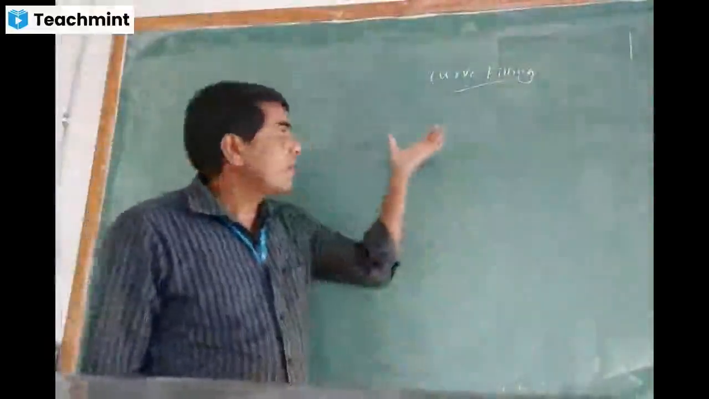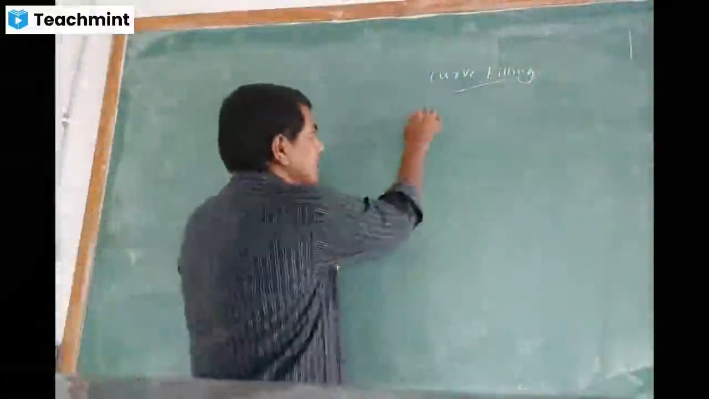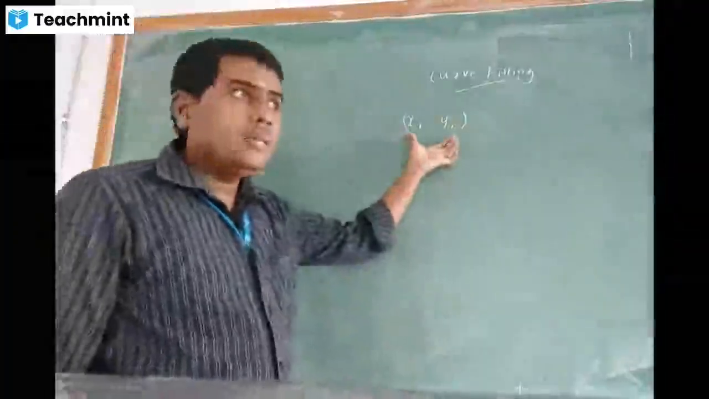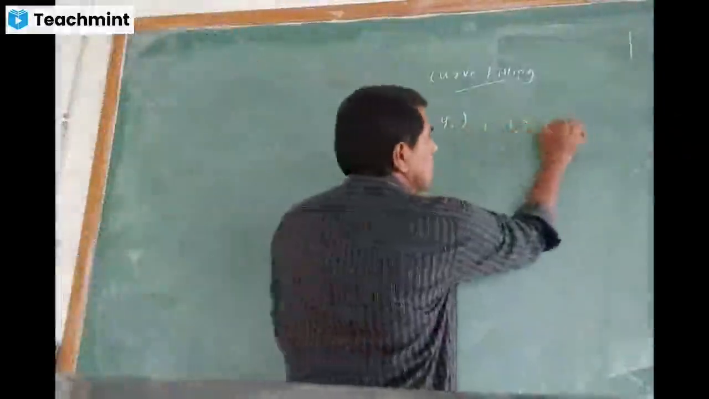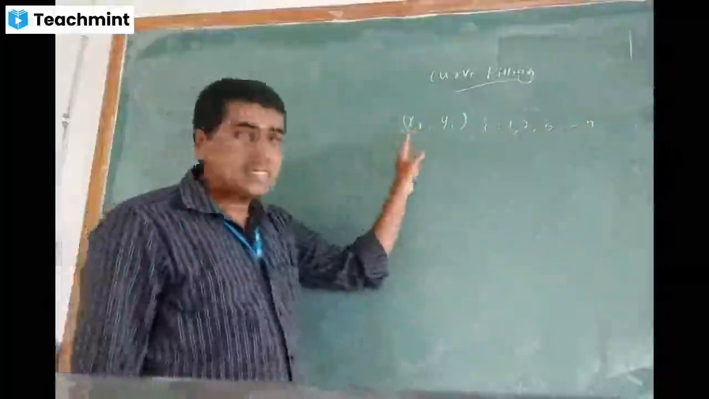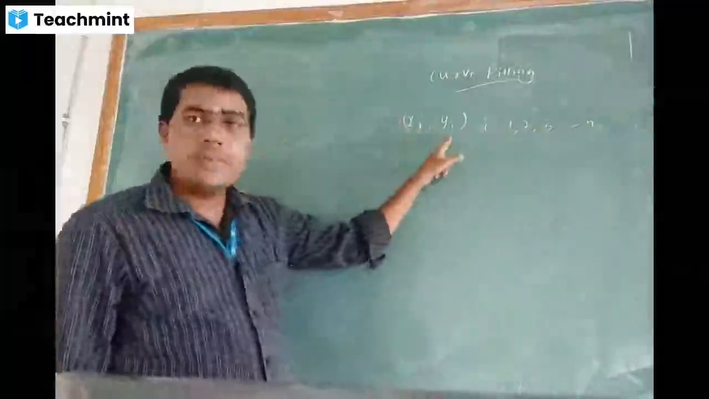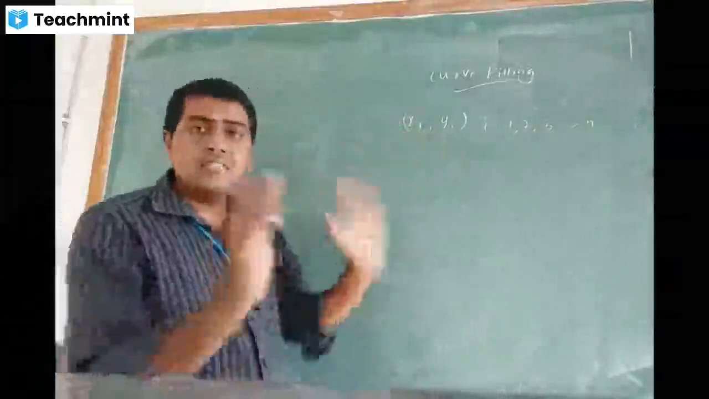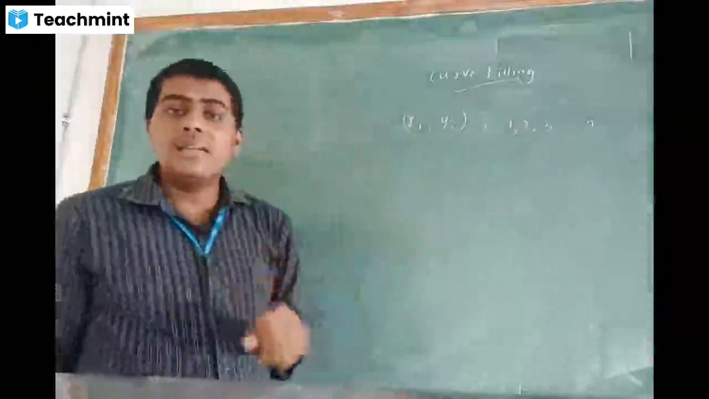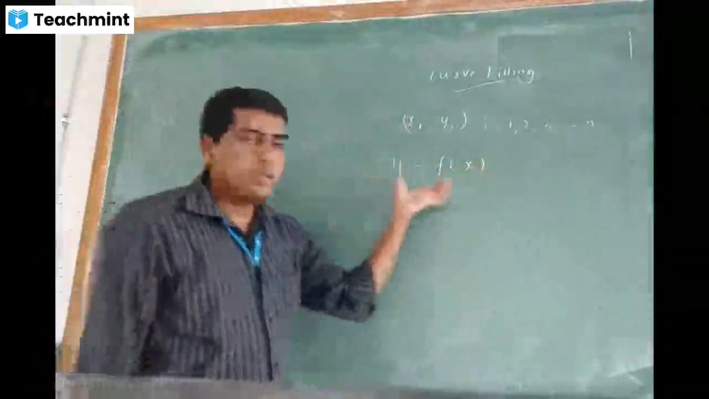Suppose you have a set of data, xi and yi, where i is 1, 2, 3 and so on up to n. Here x is the independent variable and y is the dependent variable, and this is nothing but a set of data. If it is possible to find the relation between x and y, that is y is equal to f of x.